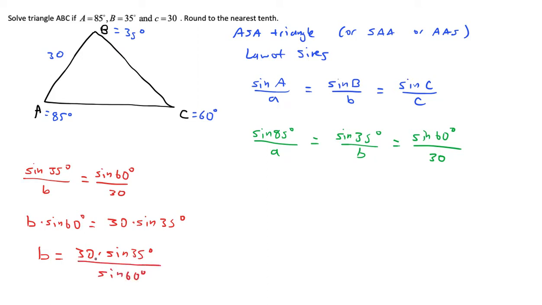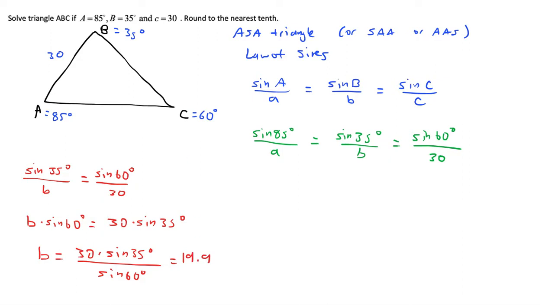At this point, you do have to use your calculator to get this answer. All calculators are a little bit different in how you have to enter these in. Make sure you're in degree mode. But if you do this properly, then you should get that B equals a length of 19.9.